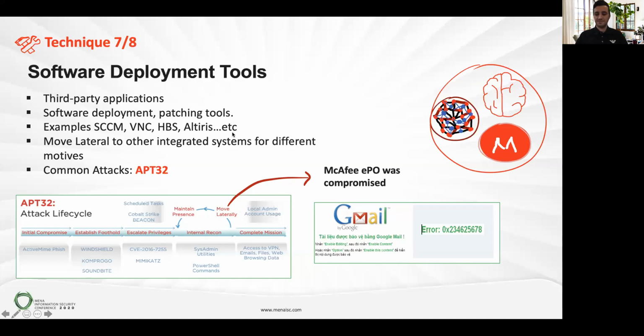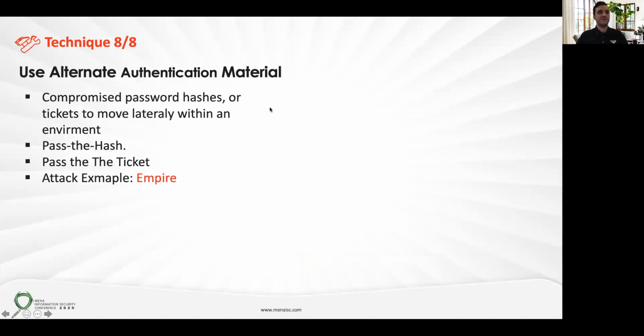So we will discuss now the last technique. Now, this is around using the alternate authentication material. Now, adversaries in this technique will try to use things like password hashes, Kerberos tickets to move laterally within the environment to basically bypass the normal authentication process.